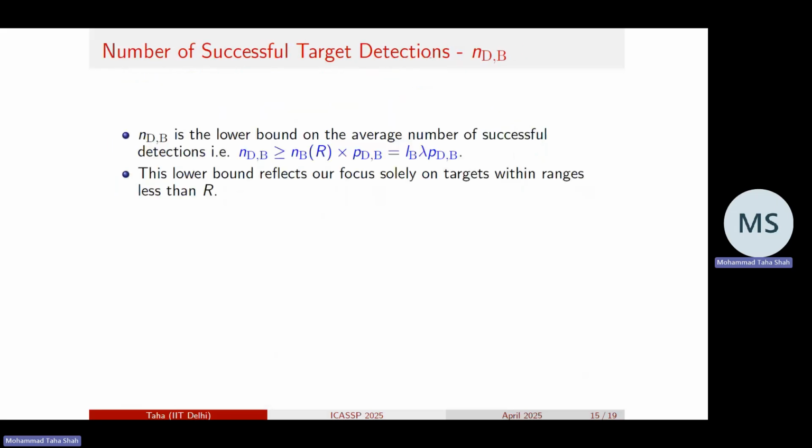This brings us to our second metric, which is the number of successful detections. So this is one of the key outcomes of our analysis, where we find a lower bound on the average number of successful target detections, denoted as NDB. This lower bound reflects our focus solely on targets within the ranges less than R. The lower bound provides a reliable estimate for system designers, allowing them to optimize radar parameters such as beam width and distance to the target R to maximize detection performance.